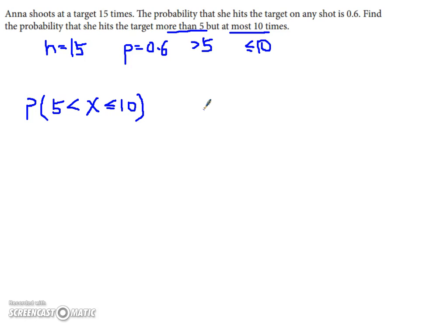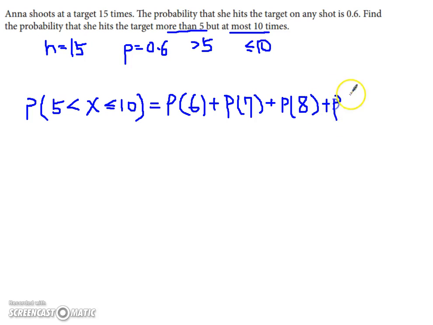Okay, so now let's continue. This is equal to the probability... can I have 6? 6 is good, but what about 5? Not 5. So I can say probability of 6 plus probability of 7 plus probability of 8, let me just list them all out, plus probability of 9 plus probability of 10. Okay, so this is what we have to find.